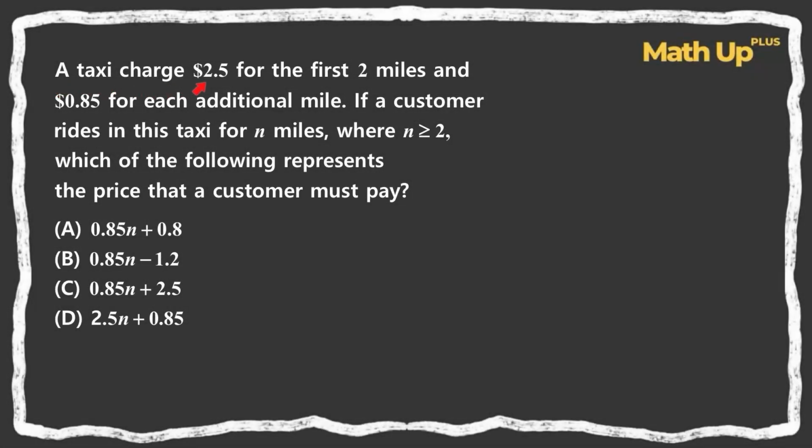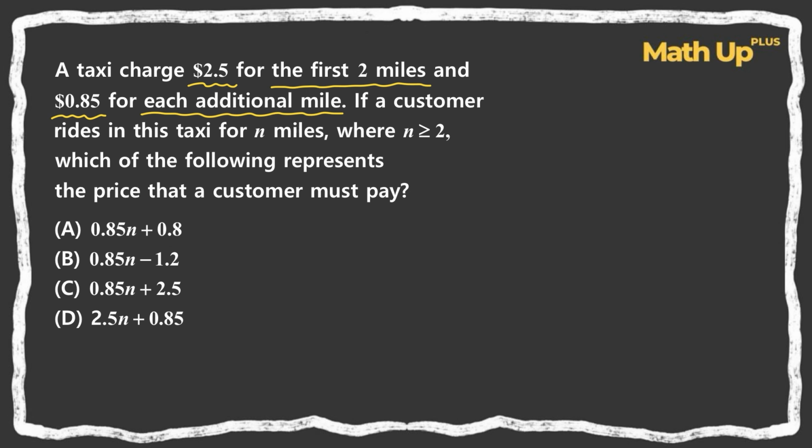A taxi charges $2.5 for the first 2 miles and $0.85 for each additional mile. If a customer rides in this taxi for n miles, where n is greater than or equal to 2, which of the following represents the price that a customer must pay? So for the first 2 miles, the taxi charges $2.5. And for each additional mile, they charge $0.85.